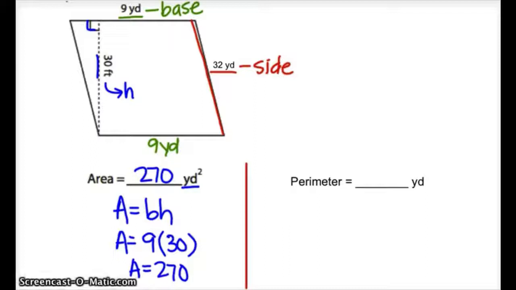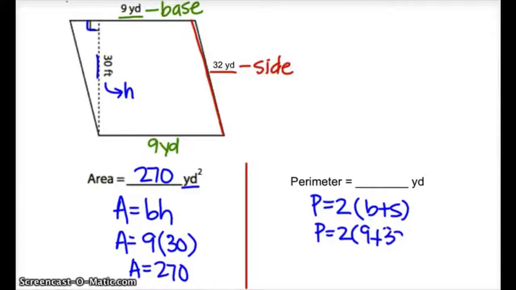Finding the perimeter. My perimeter formula is 2 times the quantity of the base plus the side. So I'm going to substitute what I know. Perimeter equals 2 times the quantity of 9 plus 32. So I'm going to add first, because I need to follow the order of operations, which says to do the parentheses first. So I have perimeter equals 2 times 41.